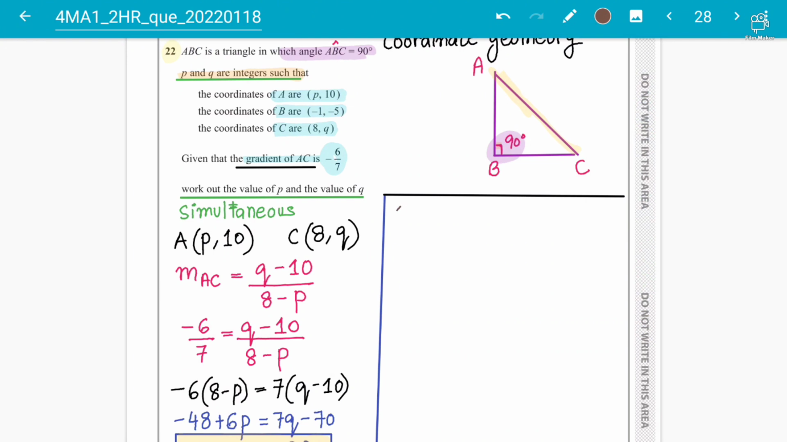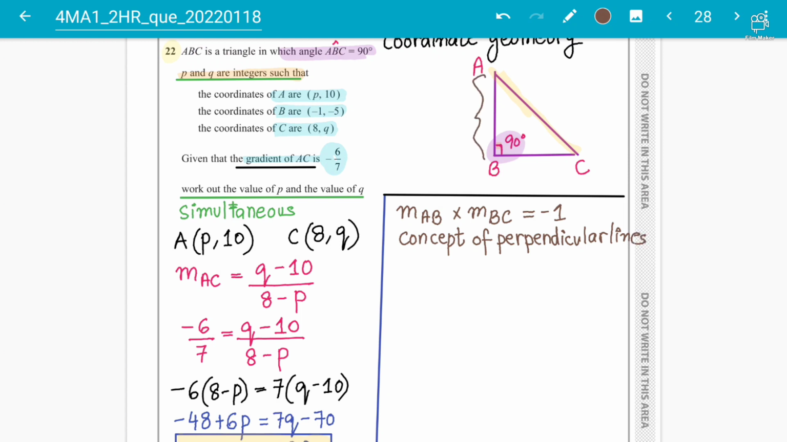You can say that whatever the gradient of AB will be, if you multiply the gradient of AB into BC, it is going to be equal to -1 because of the concept of perpendicular lines. And what is the perpendicular line concept? When two lines are intersecting at 90 degrees, that is the concept of perpendicular lines, right, students? So here we have the perpendicular lines concept. Whatever the gradient of AB is, multiplied with the gradient of BC, you get -1, okay?